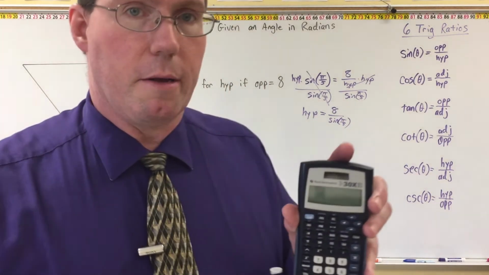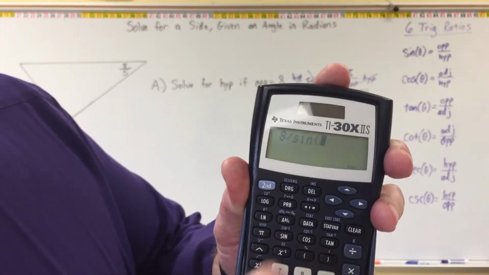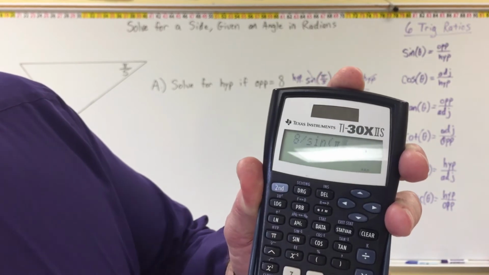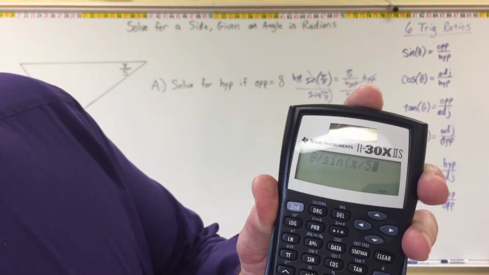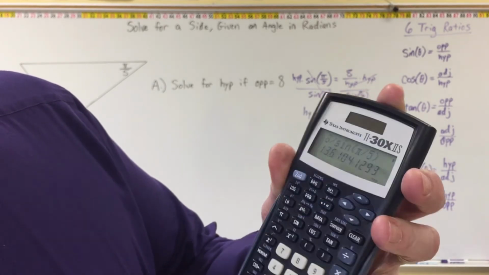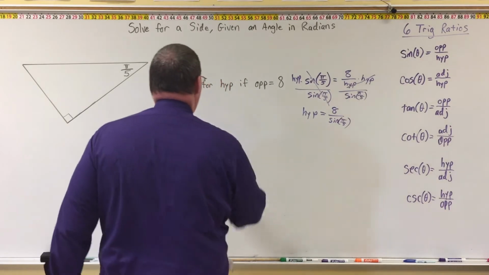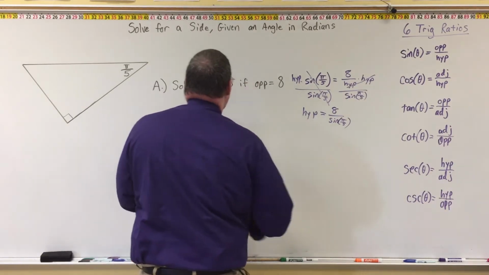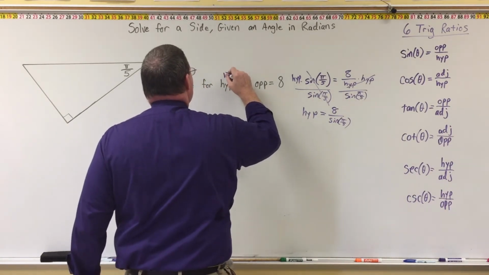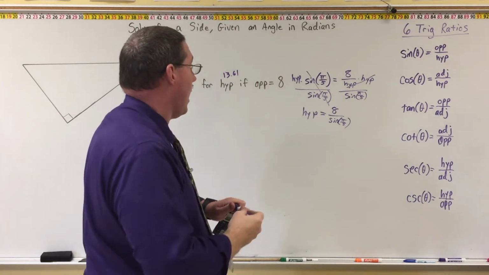So we're going to come over here. I'm going to show you. I'm going to go 8 divided by sine of, I'm going to hit the pi button, divided by 5 and close the parenthesis, so sine of pi over 5. And I press enter, and I get 13.61. And so the hypotenuse is equal to 13.61 if the opposite side is equal to 8.